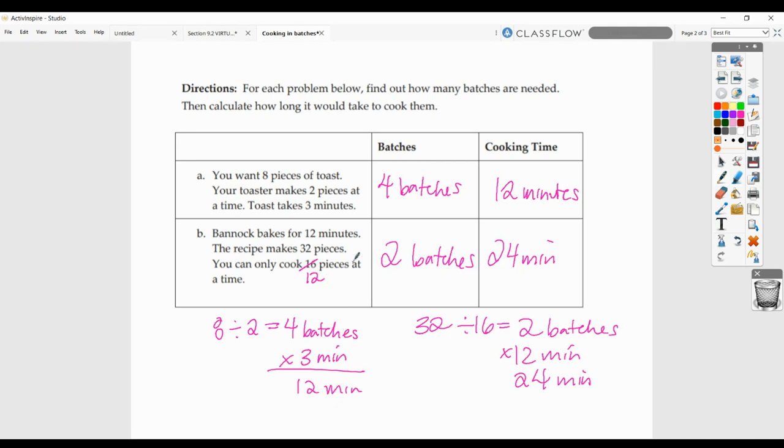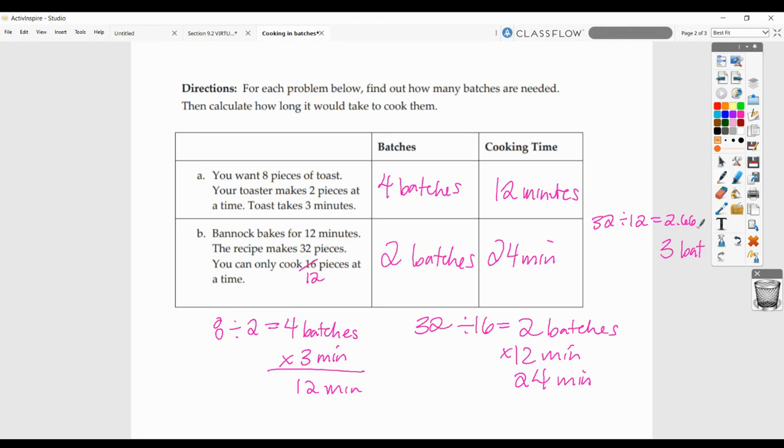So when I go to divide and I do 32 pieces total, but I can only cook 12 at a time, you're going to get a decimal here. You're going to get 32 divided by 12. You're going to get 2.6. Well, you can't do 2.66 batches. So it's 2 batches and then some. All right, so you're going to have to round up for this.